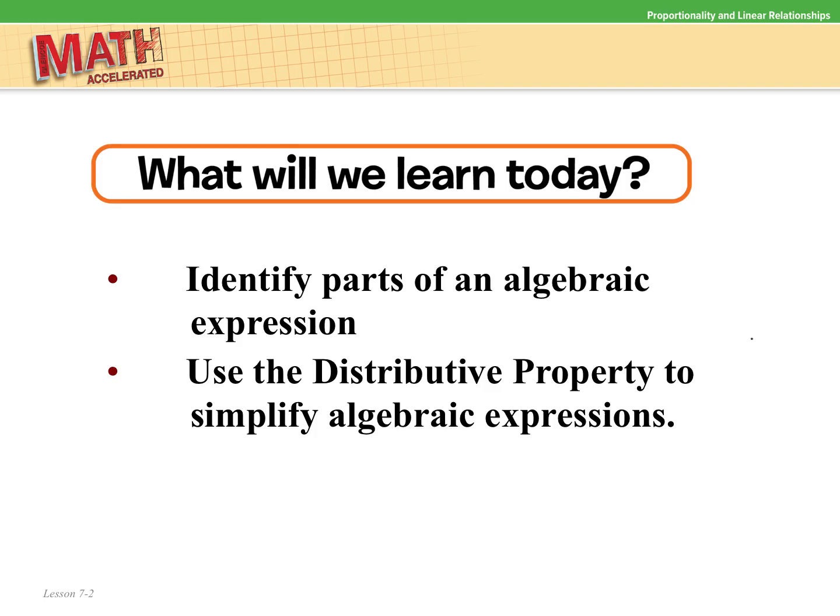Okay, so today on 7.2, we are still going to use the distributive property, but we're going to identify parts of an algebraic expression. Yesterday we talked about it. What is an algebraic expression? What does it all include? Variables and numbers, and then different operations involved. Okay, so for an algebraic expression, we're going to identify different parts of it.